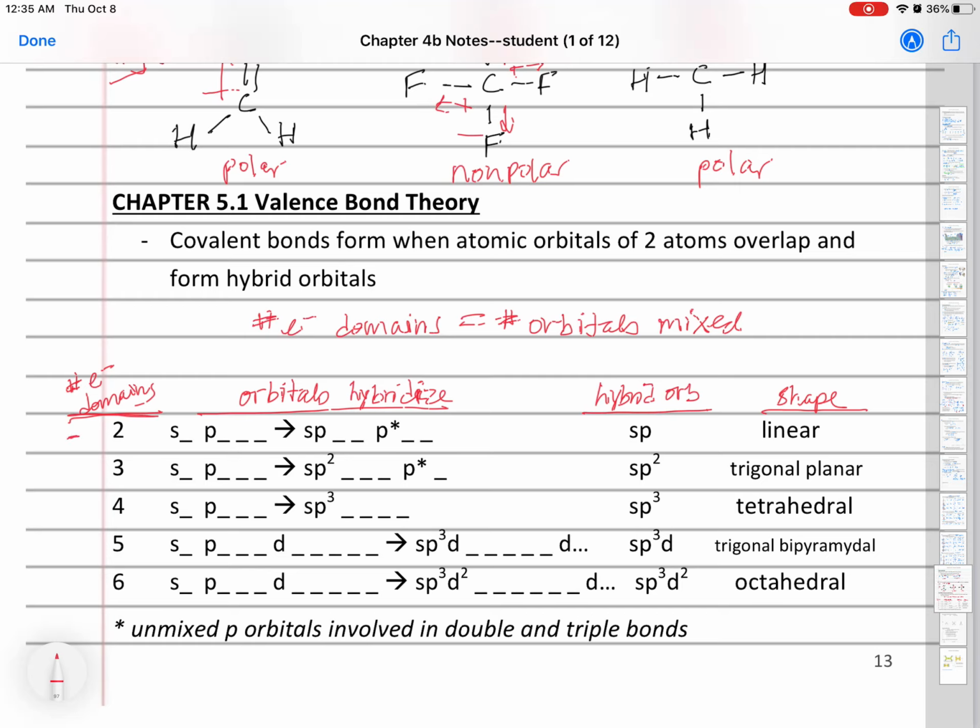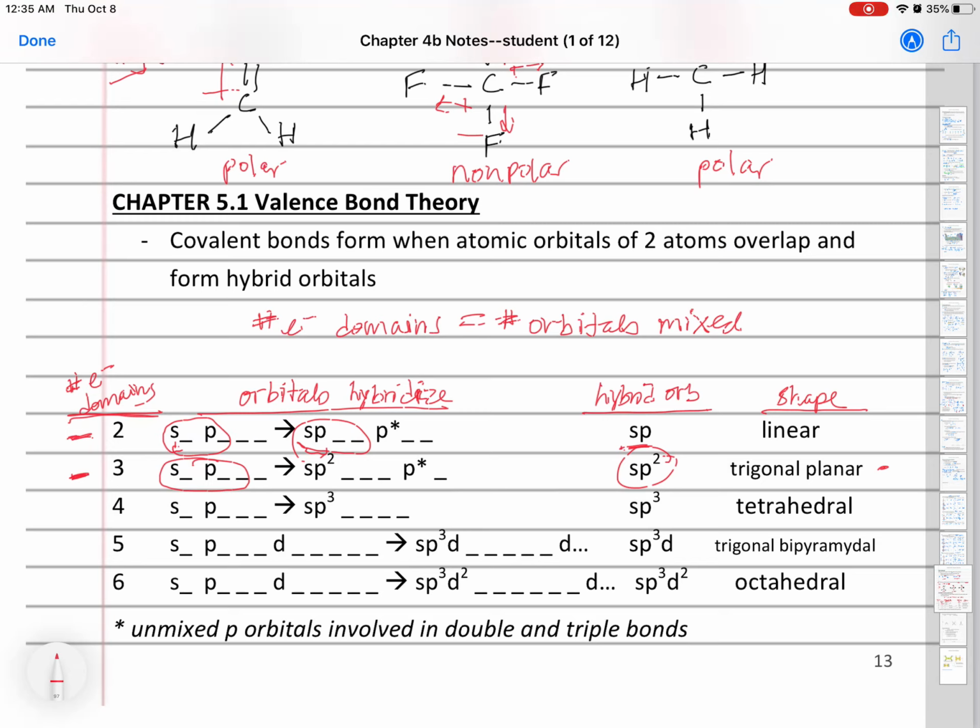All right, so for a molecule that has two electron domains, we say that two orbitals overlap. So there's the s orbital and then the first p orbital. We see that they overlap or they hybridize and they form this sp orbital. So we call that hybrid orbital the sp, and that molecule has a linear shape, which we would say for any molecule that has two electron domains. Molecules that have three electron domains have a trigonal planar shape, so that name is not new. But valence bond theory says that they have a hybridized orbital of an s and two p's. So they have three hybridized orbitals.